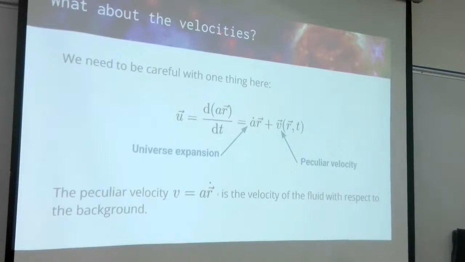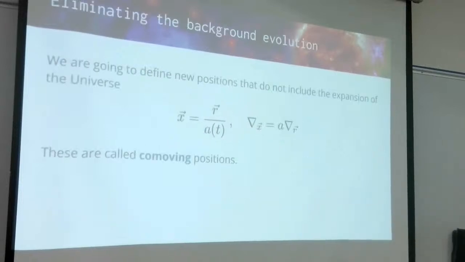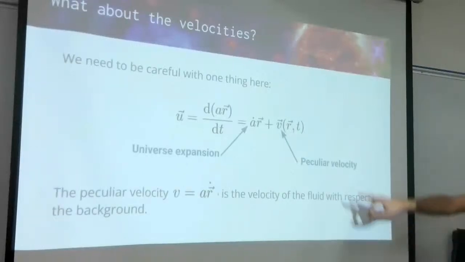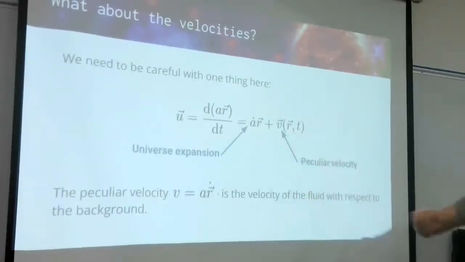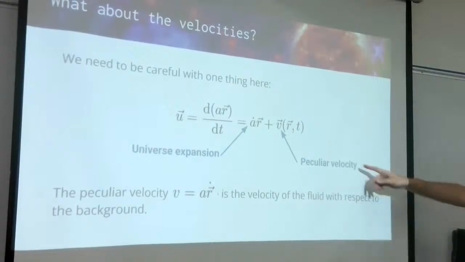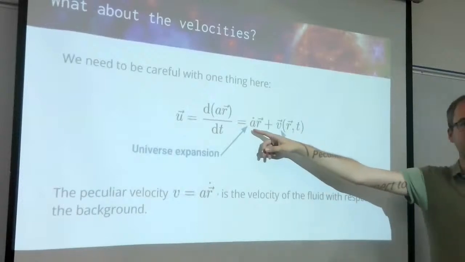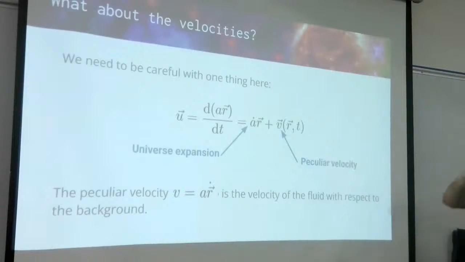All you have to be careful with is the velocity: if you take r equal x times a, there's a bit of chain rule. Then you get two terms for the velocity. One is ȧx, which is just the velocity from the universe expanding. And then you have the velocity that you are moving on top of the expansion itself, which we call the peculiar velocity. So this is the velocity of the fluid with respect to the background. It could also be the velocity of a galaxy, or of anything, with respect to the background. You can think of this as the Hubble expansion, 70 kilometers per second or so, and this would be whatever is moving on top of this average expansion.